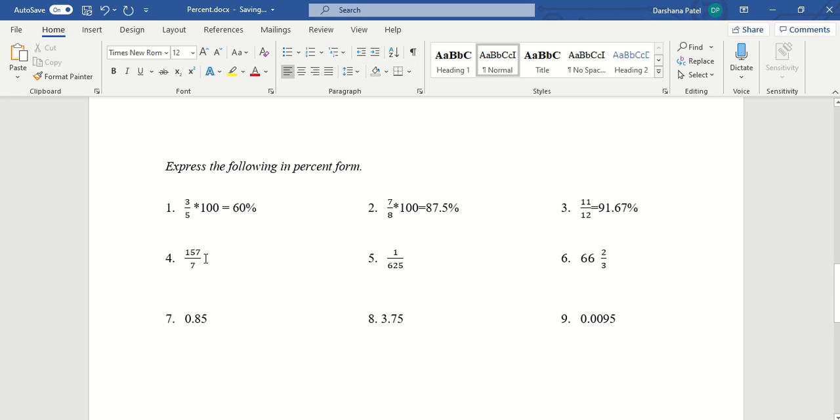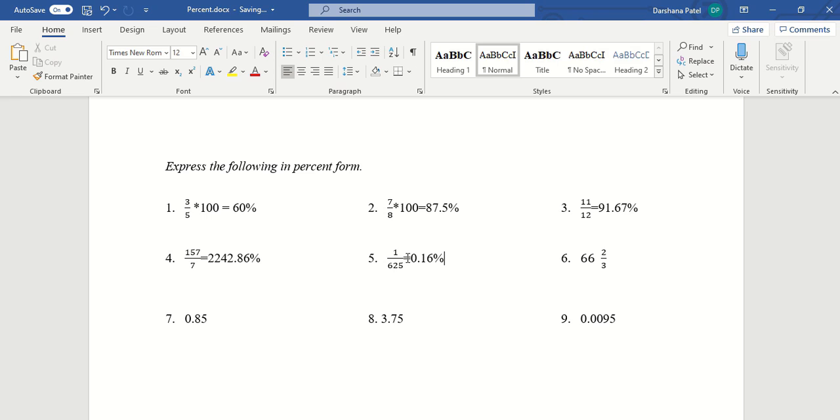And then for this one, we do 157 divided by 7. So that's already more than 1, so it will be a larger number. Some calculations are easy to do manually. For some of them, we'll need a calculator. This is a very large percent. It's basically 2,242.86%, roughly that much, rounded to 2 decimals. 1 divided by 625 times 100, that's basically 0.16%, a very small percent.